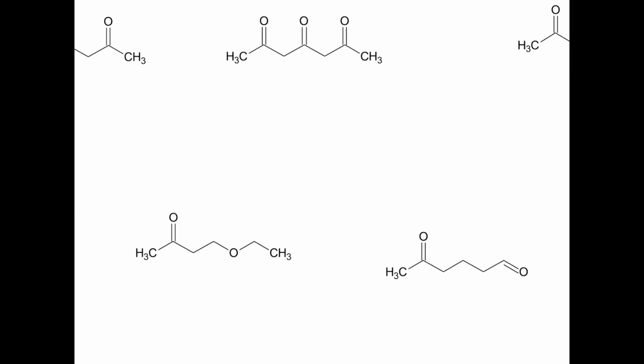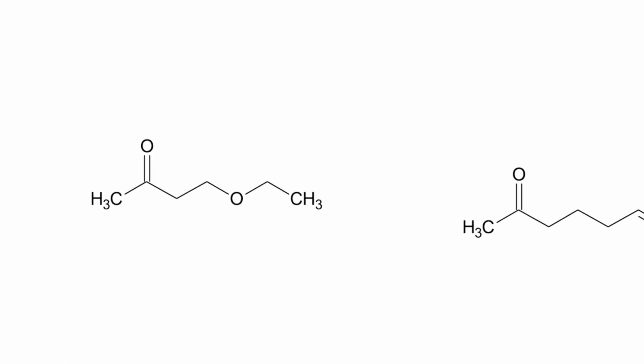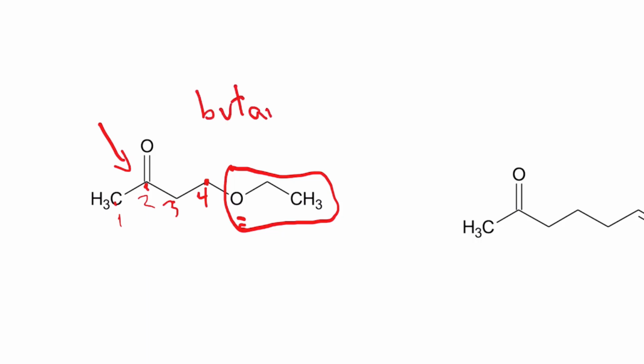All right, 2 more compounds to go here. So on the bottom left here, we've got the longest carbon chain, 1, 2, 3, 4. Well, notice this is not a carbon, it's not part of it, but this is an ether group. So it looks like we have an ether group hanging off. So we have 1, 2, 3, 4 carbons. This is a butane. The ketone is on the 2 carbons, so this is a butanone. So I'm going to call this a butanone.